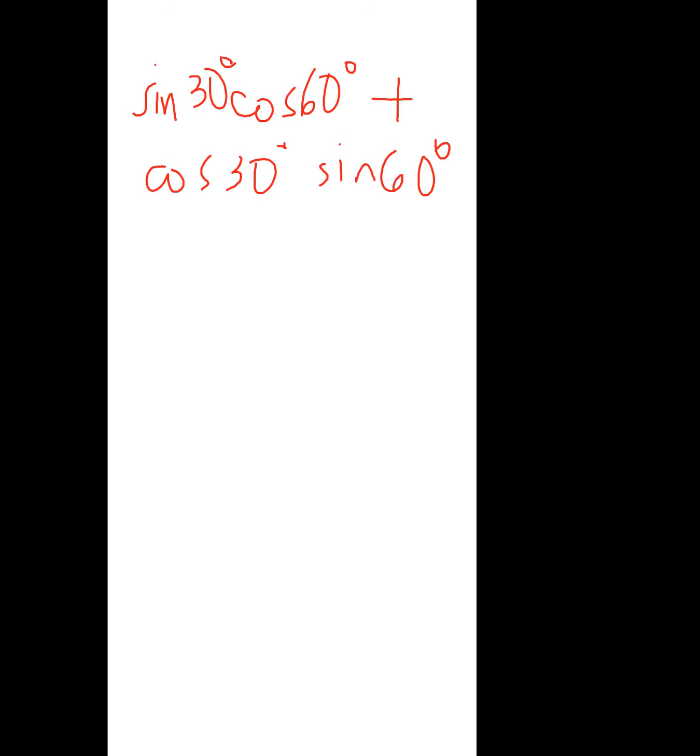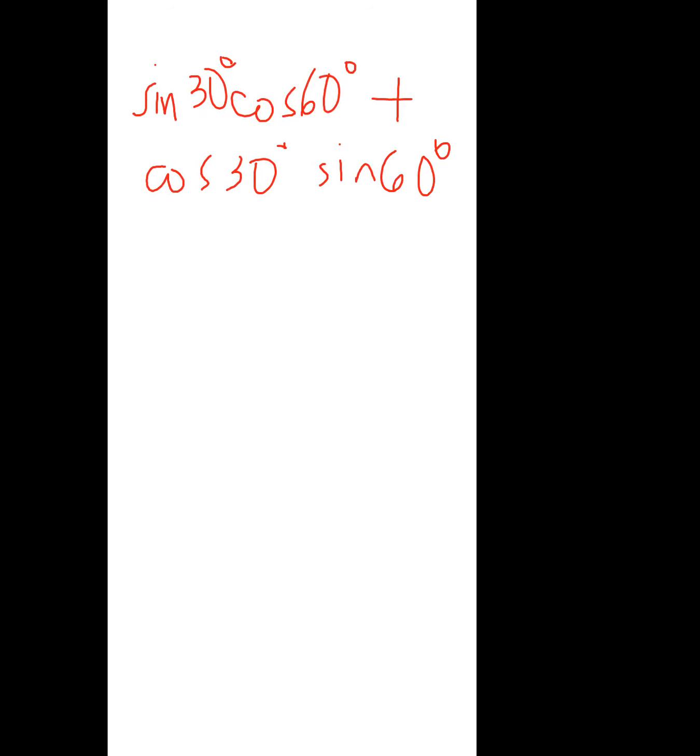Dyan sa ating example number 2, madali lang siya. Kailangan mo lang gawin ay kunin mo yung mga value, halimbawa, sine 30 cosine 60 plus cosine 30 sine 60. I-solve natin ito. Yung letter A, we have sine 30 degrees, multiply siya sa cosine 60 degrees, tapos i-add siya sa cosine 30 degrees at i-multiply sa sine 60 degrees.